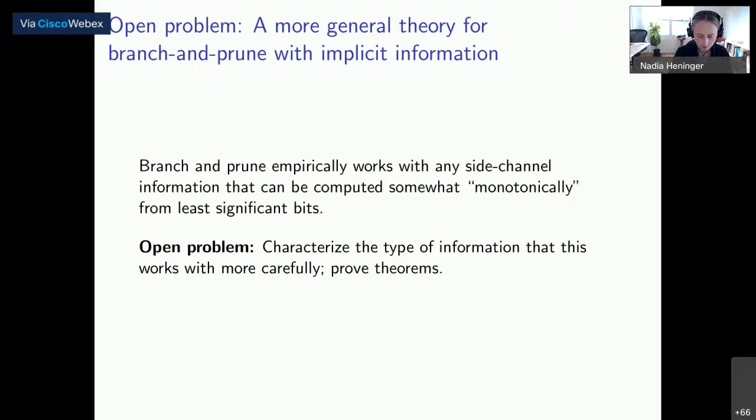These are a couple of applications of this idea, but I have not worked out a more general theory for this kind of branch and prune with implicit information, and I think it would be interesting to do so. Essentially the property that you need for this to work in your own side channel applications is that you're using some measurement that can be computed monotonically from the least significant bits. If you have a partial guess for some of the least significant bits of your secret key value, then that should match the ground truth information that is coming out of the side channel.